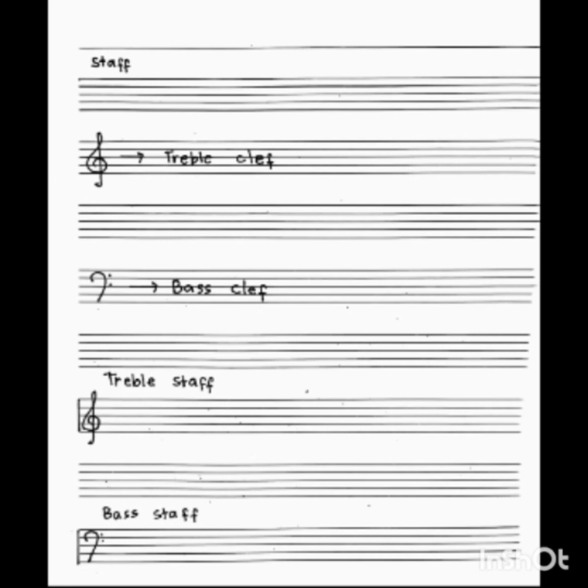So to combine the staff and the clef signs, the treble staff is where you see the treble clef, and the notes written there will be for the right hand. And the staff with the bass clef is called the bass staff, where you will see written the left hand notes. So try to remember that the treble staff is above the bass staff.